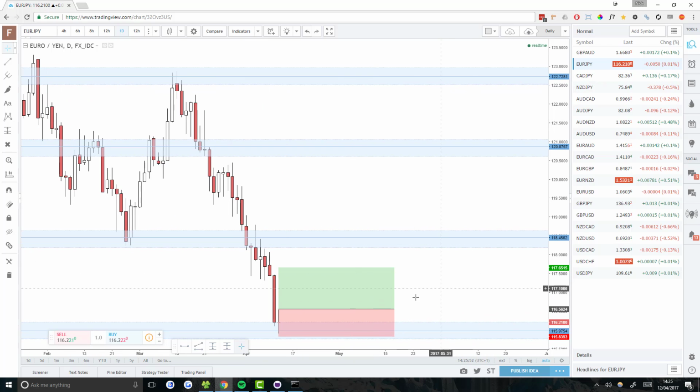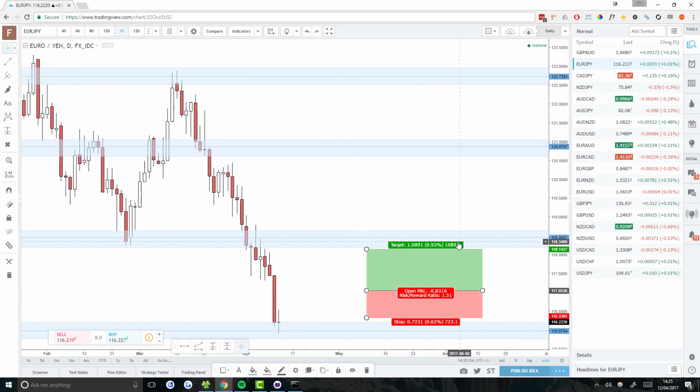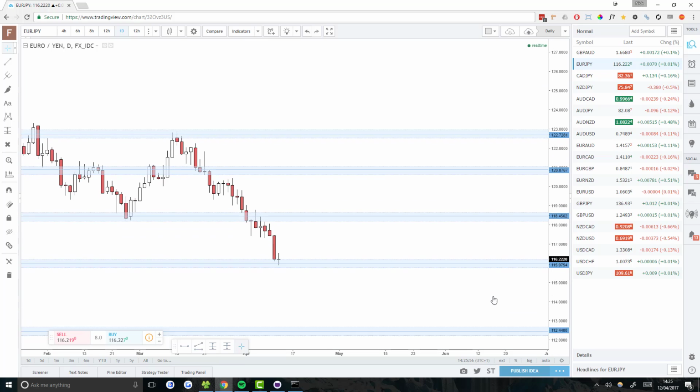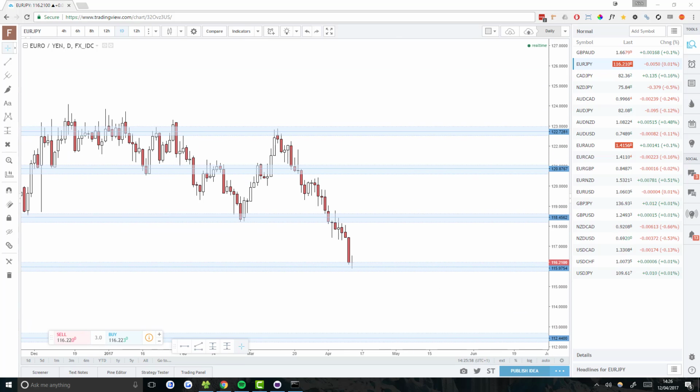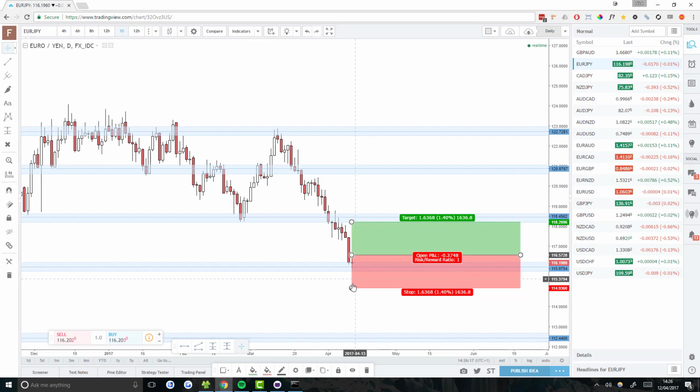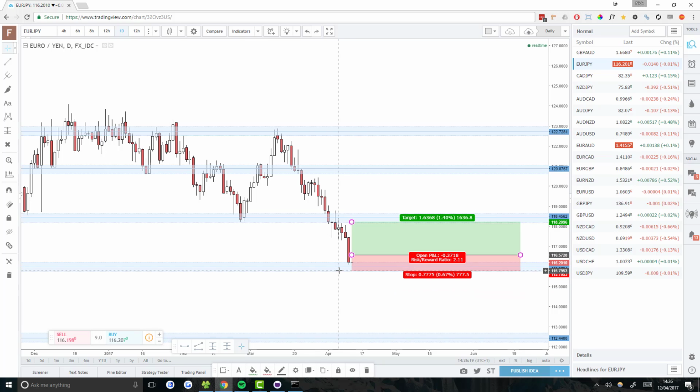EURJPY. We have a potential setup here, not as good. The problem with this is that EURJPY is trending down, and it's trending down quite fast. So countering this trend, not sure if it's a wise decision. But what I think is possible is going with a small target, so a target of 1.5. So risk to reward ratio 1.5.